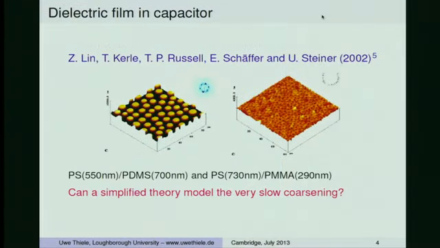Now, this is sort of the simplest model. You just have a film on a substrate, no additional forces included, but there are many varieties of this experiment. So this is one done by the group of Uli Stahler before he moved here to Cambridge, and what you see here are atomic force microscopy images.